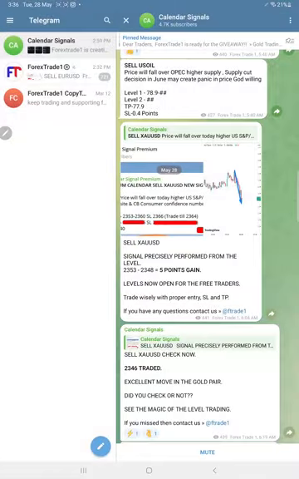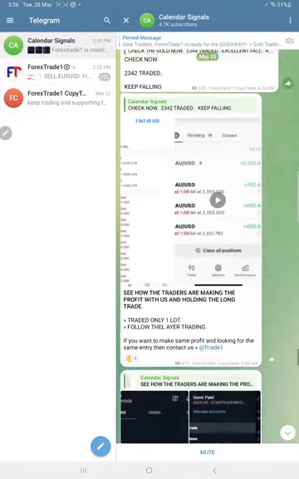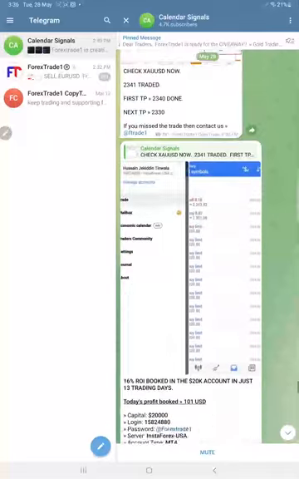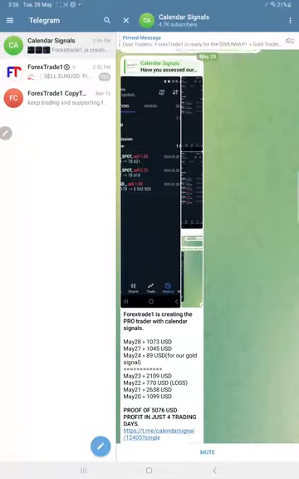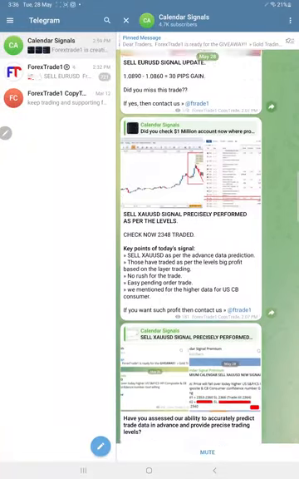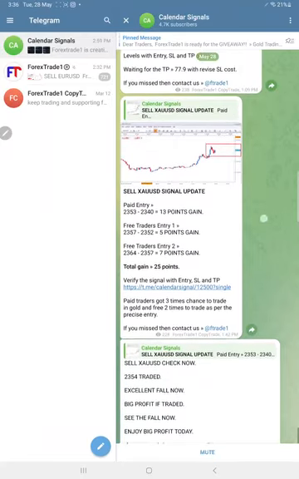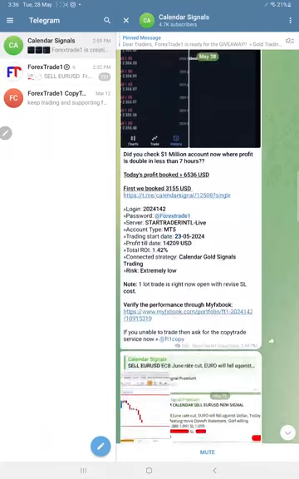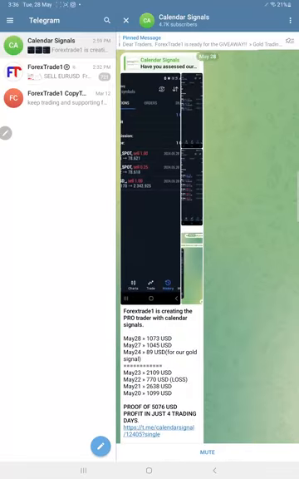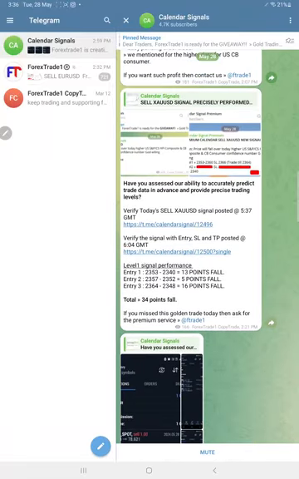And precisely from our given level, gold performed very well. In total, gold made around 35 points gain. We updated in our channel also here. Total 35 points gain in gold. Here we see 34 points updated. And from all three of our levels, it performed and made very good profit.